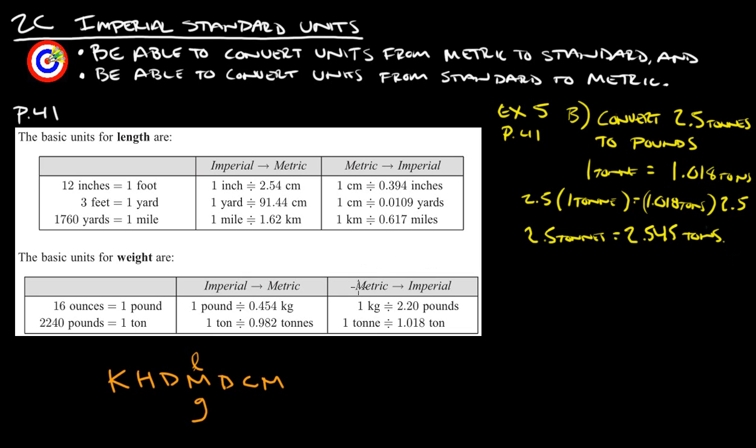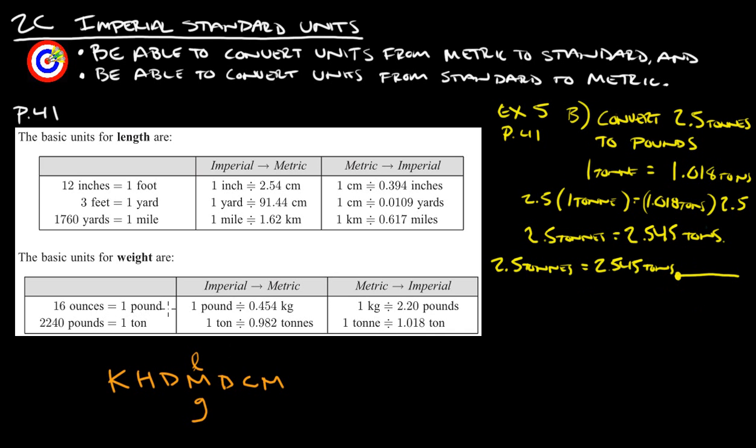Now we want to turn our tons into pounds. Let's see over here. Here's kilogram. There we go. 1 ton equals 2,240 pounds. So we take the 2.545 tons and want to convert it into pounds. We use a little thing called stoichiometry, and we want to get rid of the tons.